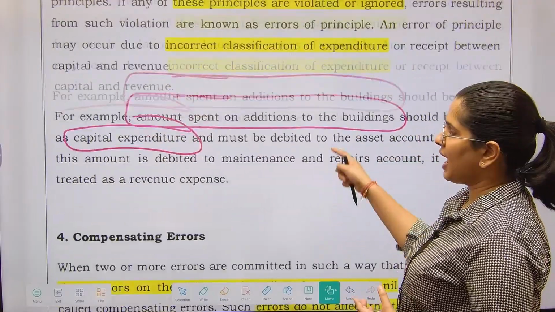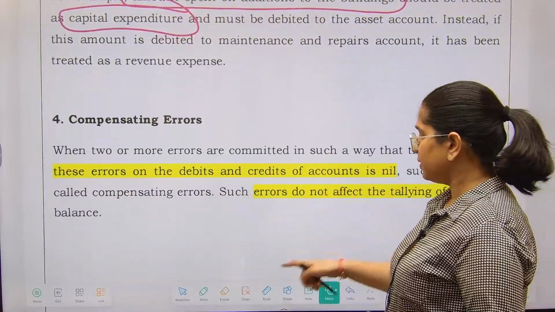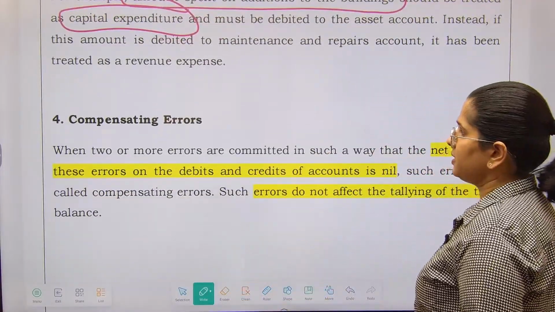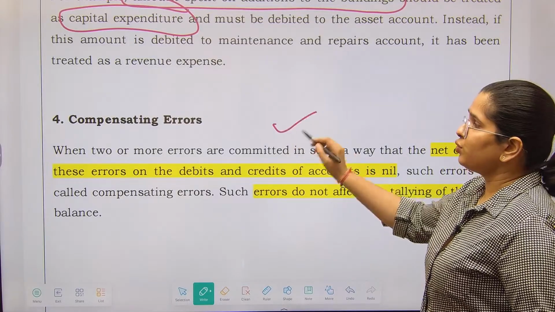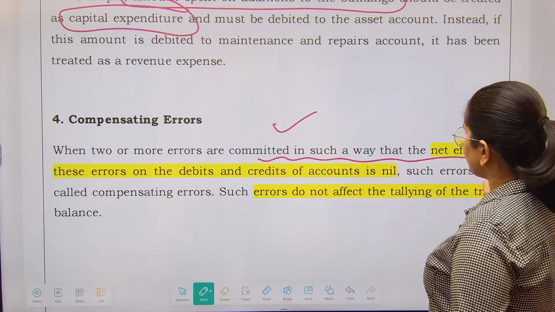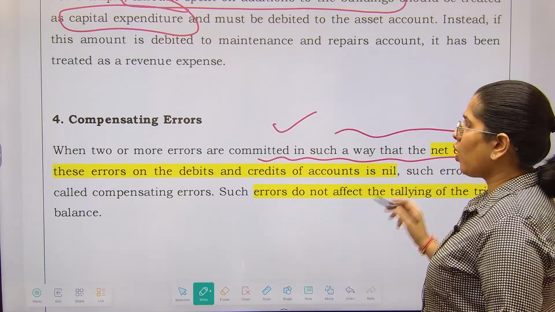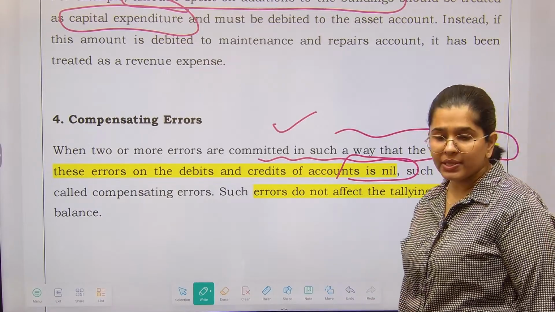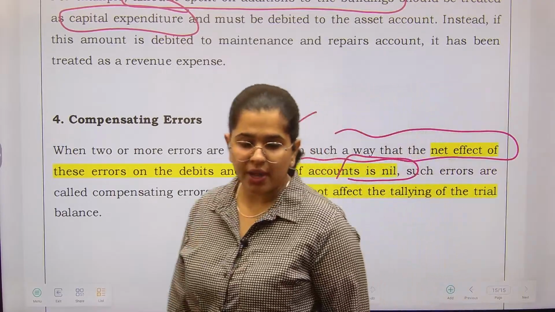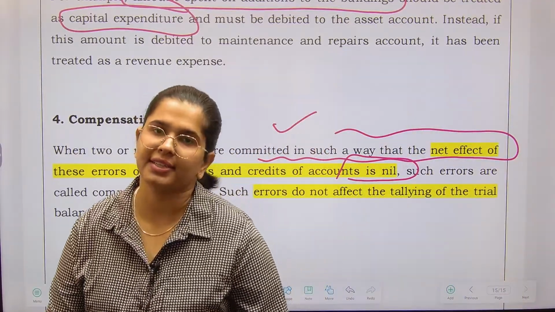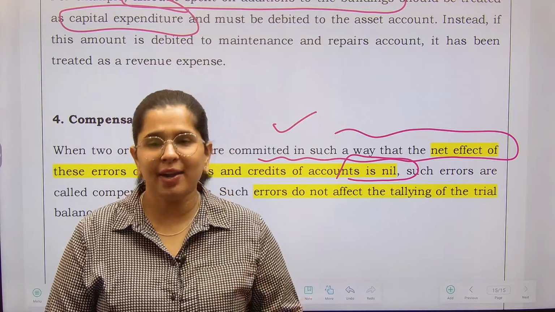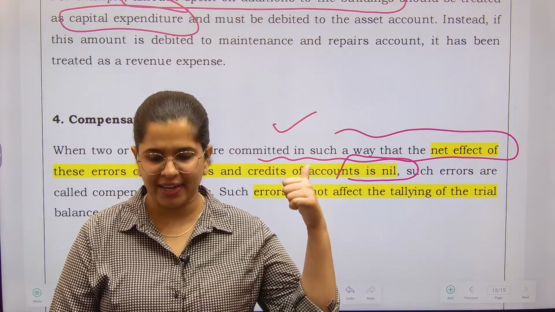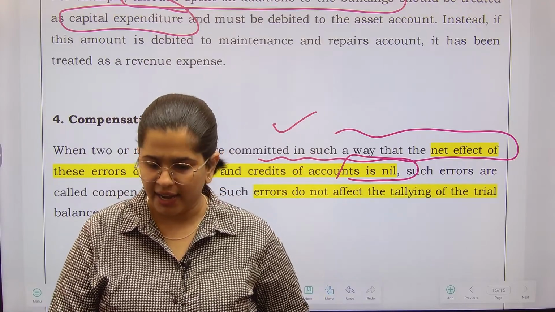And finally, we have the compensating errors. It says when two or more errors are committed in such a way that the net effect on the debit and credit is nil, these are called compensating errors, and such errors do not affect the tallying of the trial balance, and it becomes difficult for us to find these kinds of errors, right?